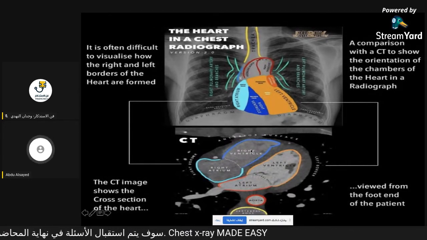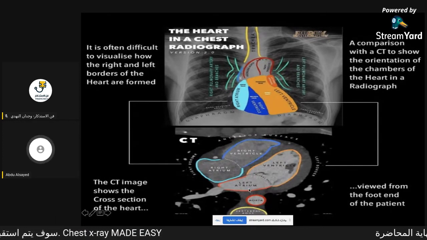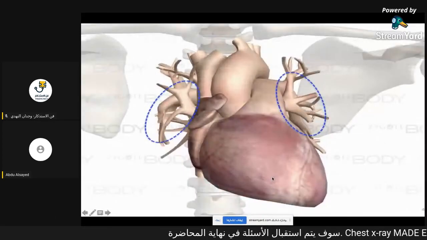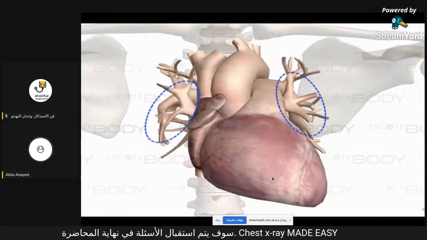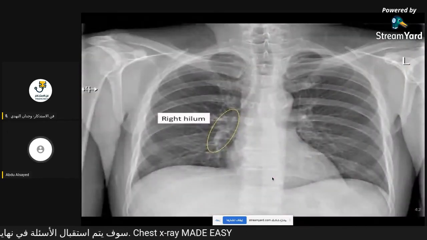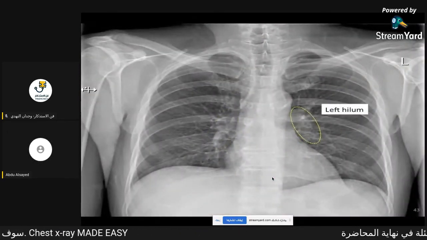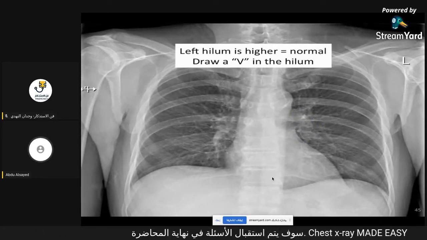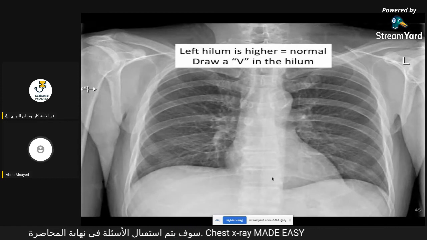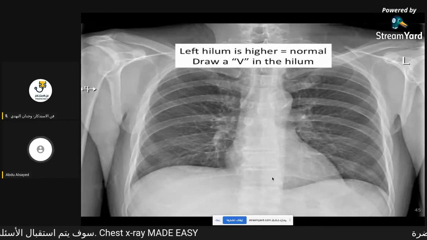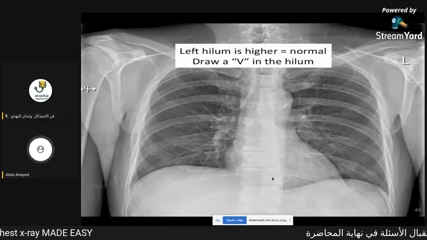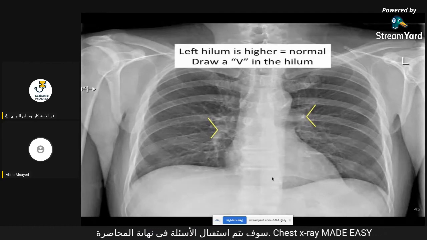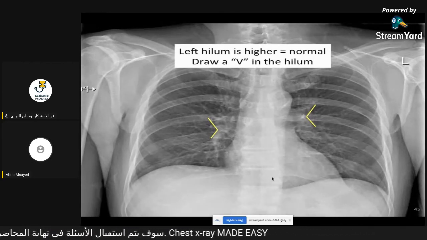We should comment on the hilar area and the pulmonary vascularity. This is the right hilum, this is the left hilum, and the left hilum is always higher than the right. This is normal, because the left main bronchus is more horizontal and the right main bronchus is more vertical, and it should draw a V shape. The pulmonary vessels should also draw a V shape as a normal situation. Then we will talk about the lung and the airway markings.